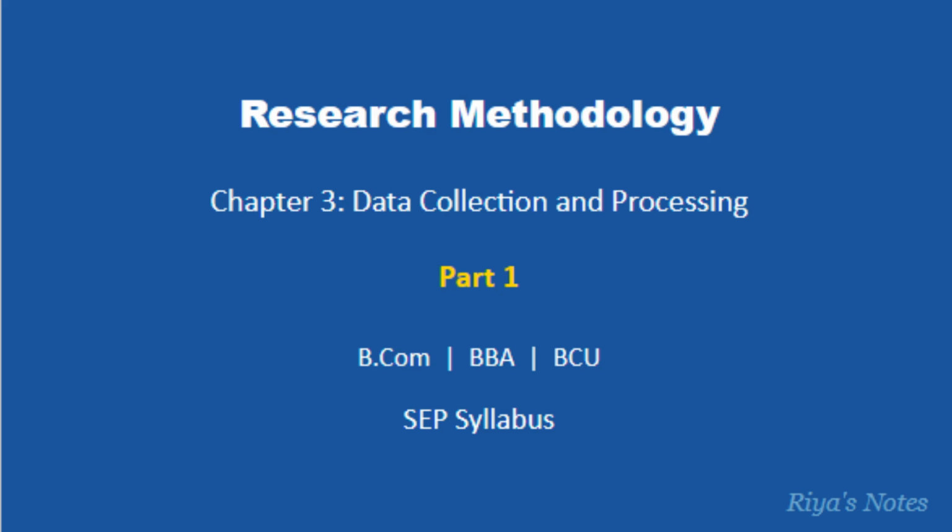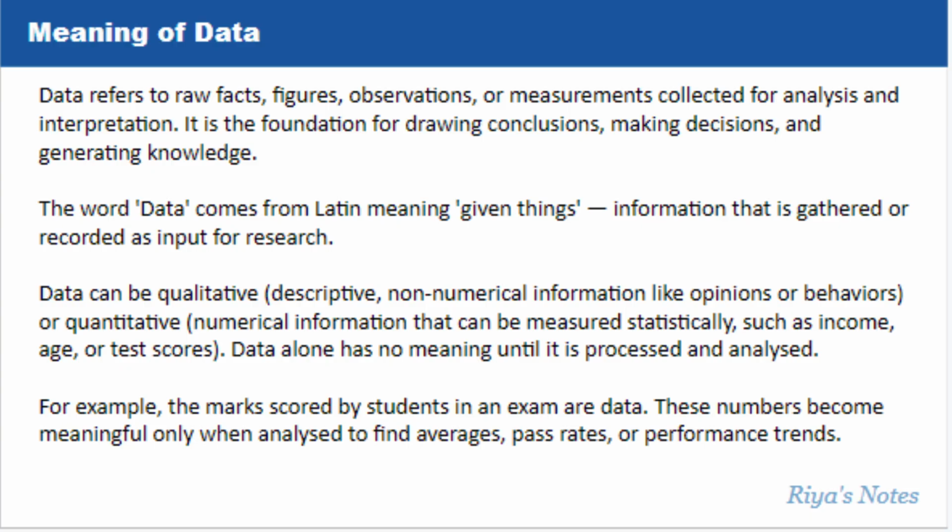Research Methodology. Chapter 3. Data Collection and Processing. Part 1. Meaning of data. Data refers to raw facts, figures, observations, or measurements collected for analysis and interpretation. It is the foundation for drawing conclusions, making decisions, and generating knowledge.